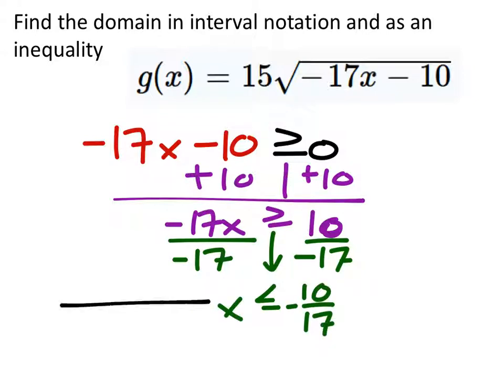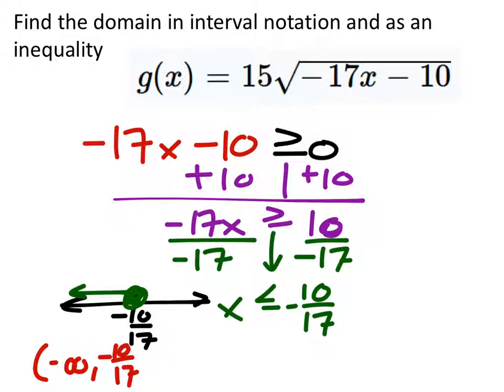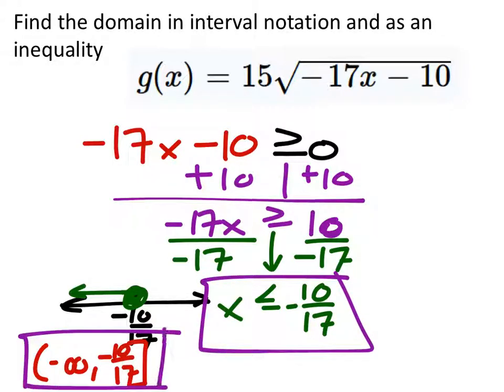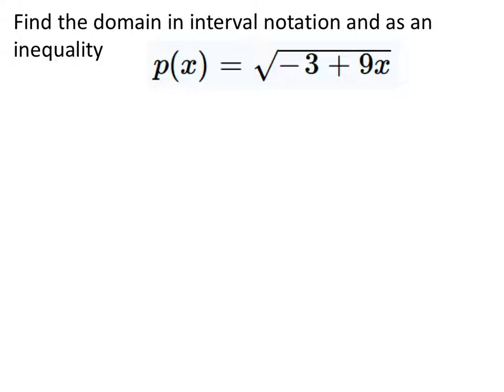And on the number line, if we needed it, maybe, maybe not, whatever. Add negative 10/17. We got a closed circle, and that's not eating x, so it goes to the left, which indicates that the interval goes from negative infinity, stops at negative 10/17. Closed circle, so it's included. And there's our two-part answer.